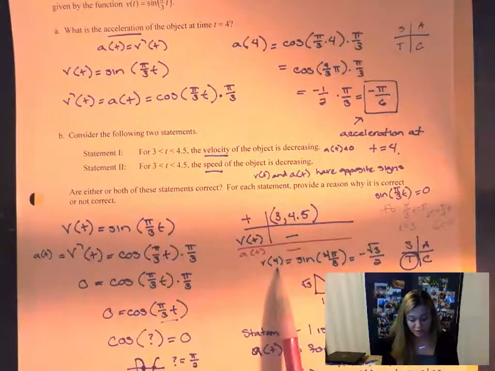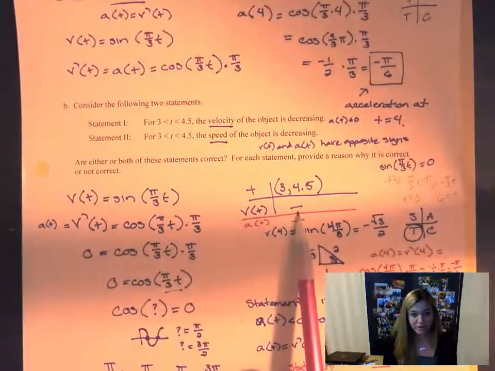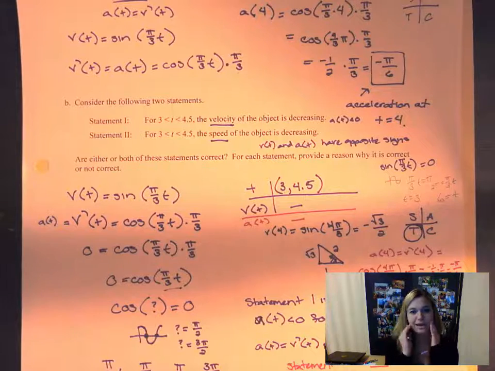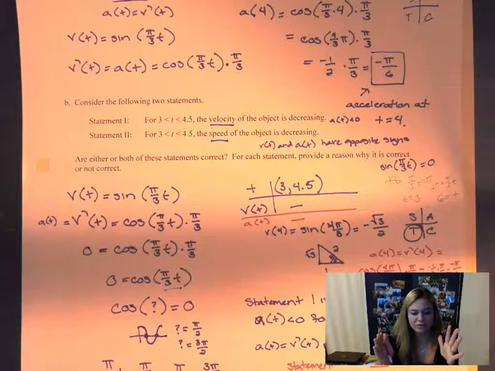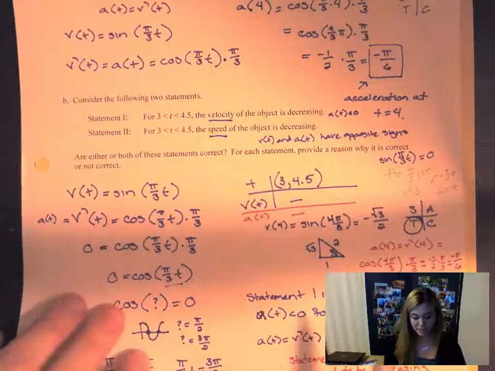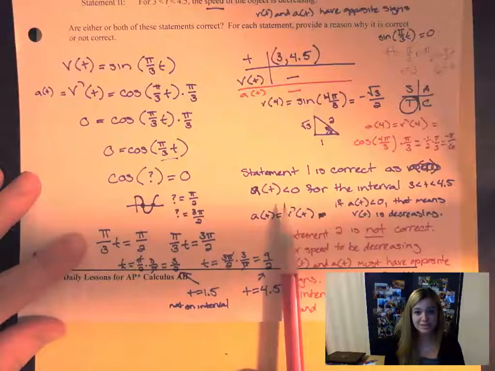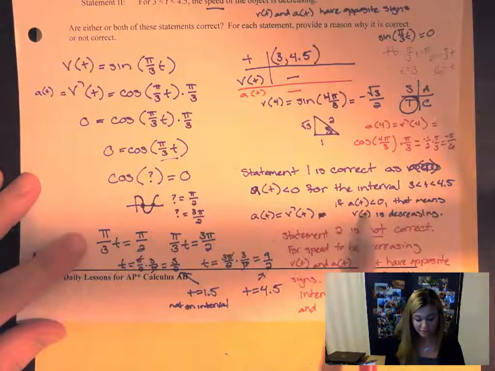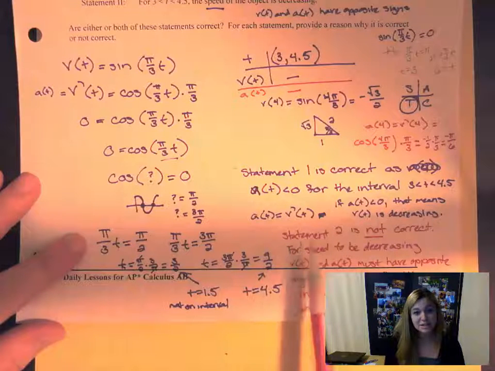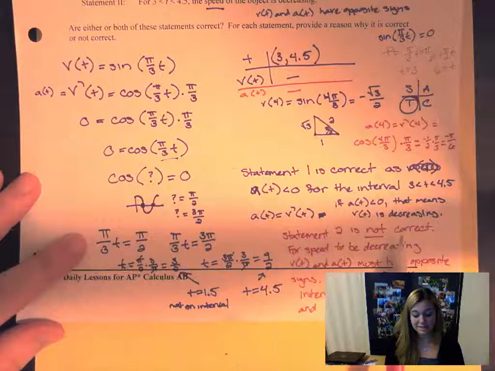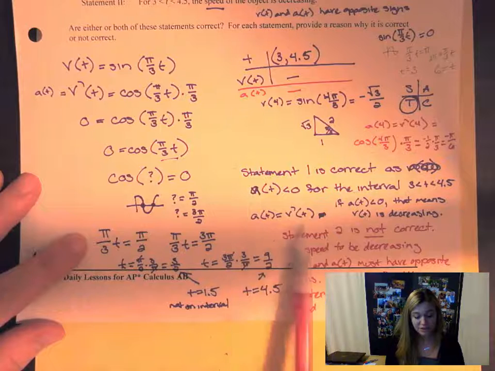Velocity at 4, if I try this, I get a negative value, and now I can say, okay, I know velocity is negative on this entire interval, acceleration is negative on this entire interval. Are these statements correct? Well, statement 1 is correct, because acceleration is less than 0 for the entire interval. If acceleration is negative, velocity is decreasing because acceleration is v prime of t.